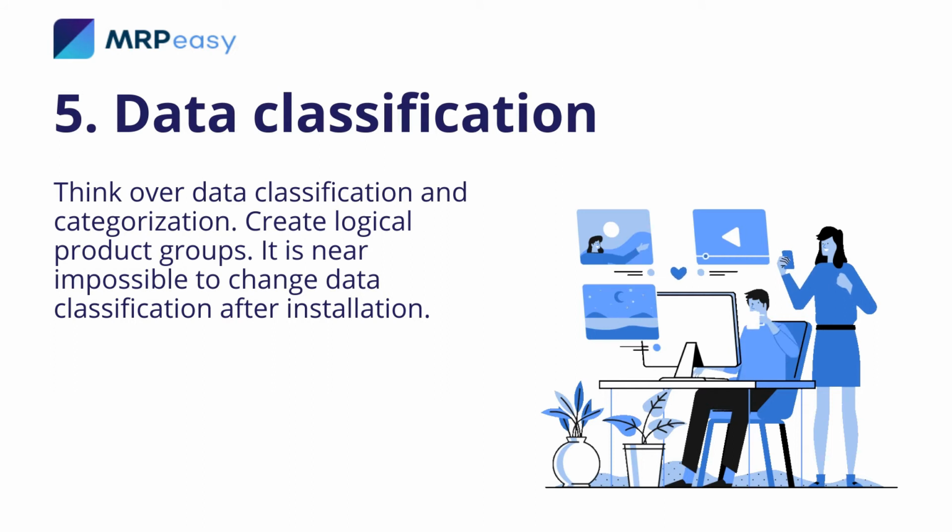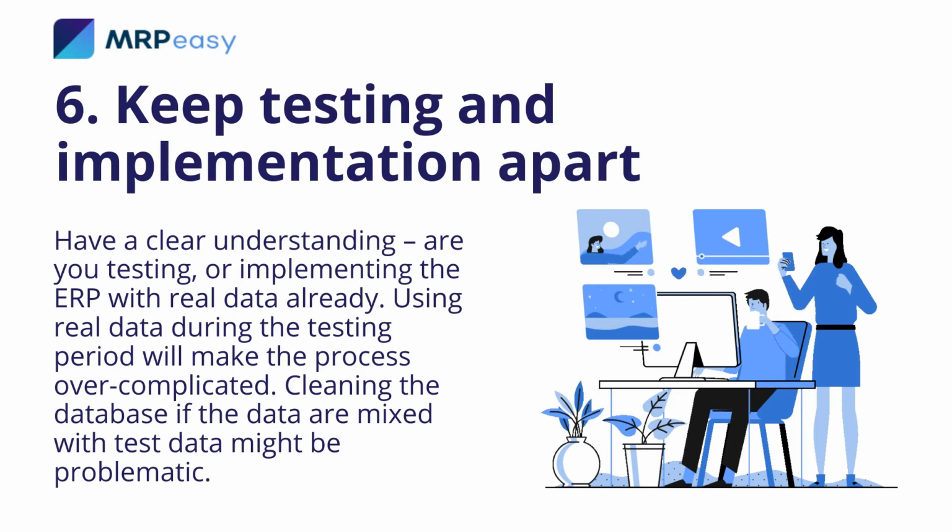5. Data classification. Think over data classification and categorization. Create logical product groups. It is near impossible to change data classification after installation. 6. Keep testing and implementation apart. Have a clear understanding. Are you testing or implementing the ERP with real data already? Using real data during the testing period will make the process overcomplicated. Cleaning the database, if the data are mixed with test data, might be problematic.